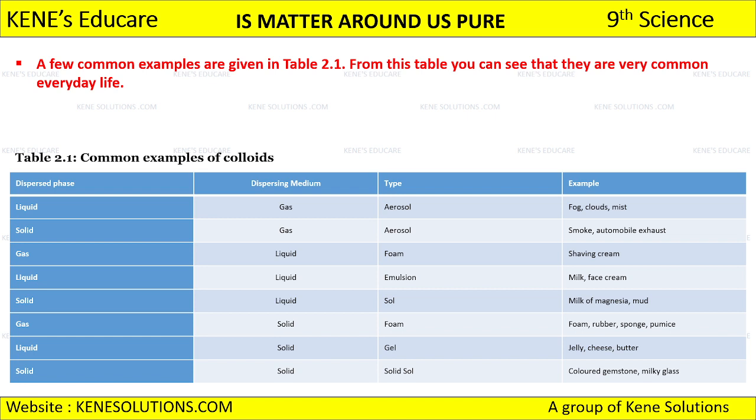And the examples, just look at the examples that we have. It includes fog, cloud, smoke, face cream, milk of magnesia, jelly, cheese, butter, and there are so many things which have been given, right? So I just want you all to please go through it once.